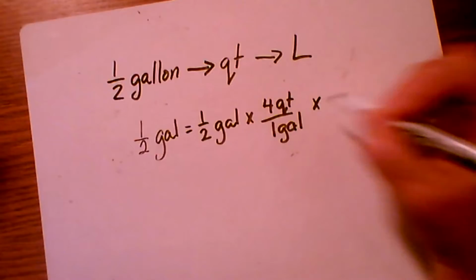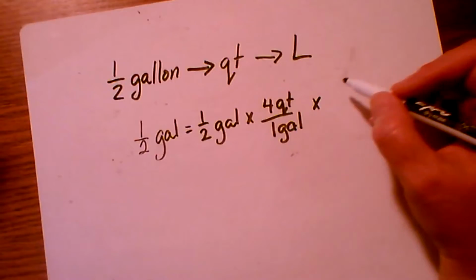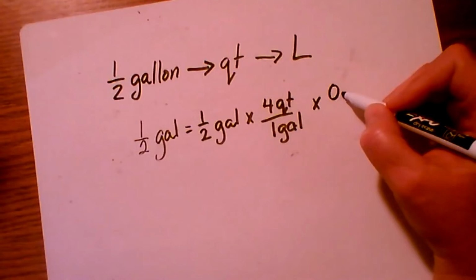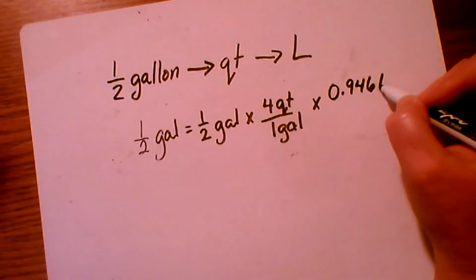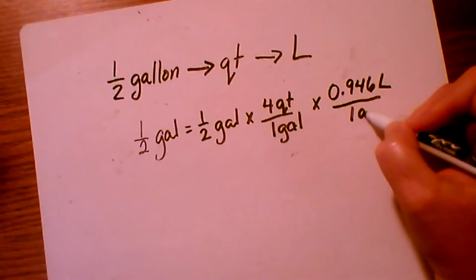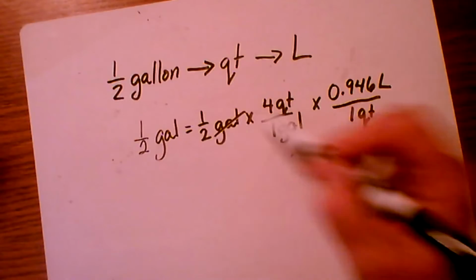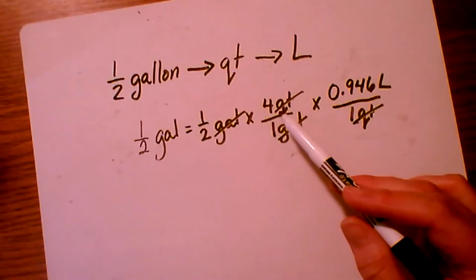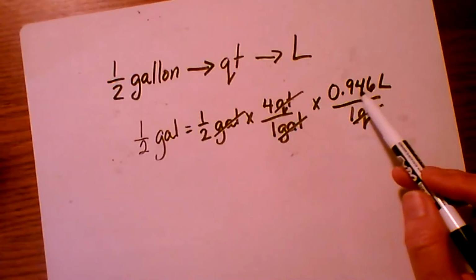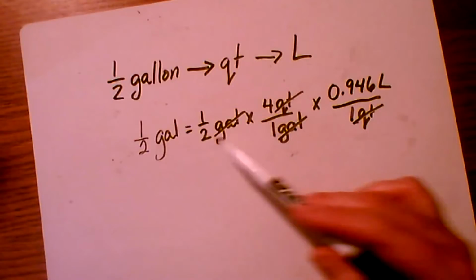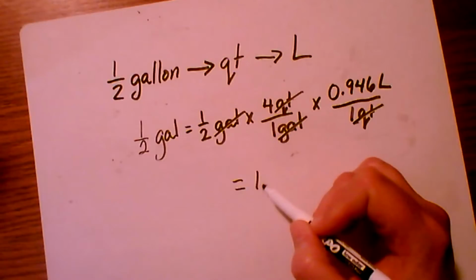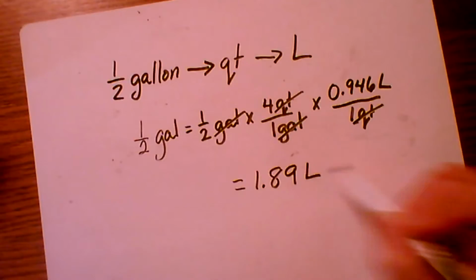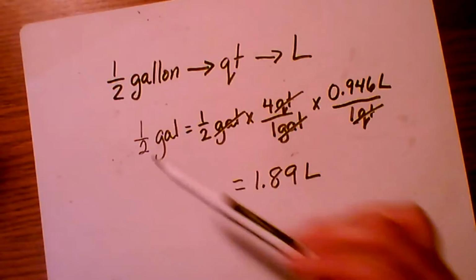And then we multiply that by how many liters? That's 0.946 liters in 1 quart. So we can cancel the gallons and the quarts. Then we simply multiply 4 times 0.946 and divide it by 2. And our answer is 1.89 liters. So there are 1.89 liters in a half gallon. Okay, once your student has finished the worksheet, go ahead and ask the in conclusion questions.